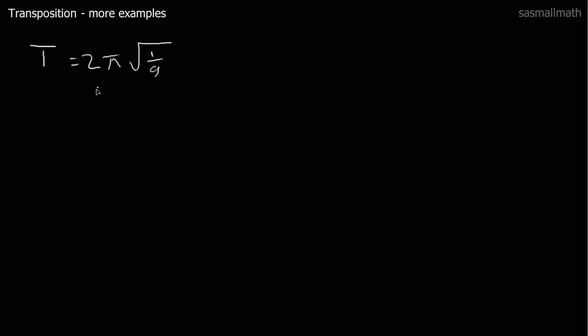We'll move the 2 pi first. T divided by 2 pi. We do that on both sides, so that eliminates it from this side. And the next thing to get rid of is the square root. So to get rid of the square root this side, we need to square. So what we do to one side, we must do to the other.